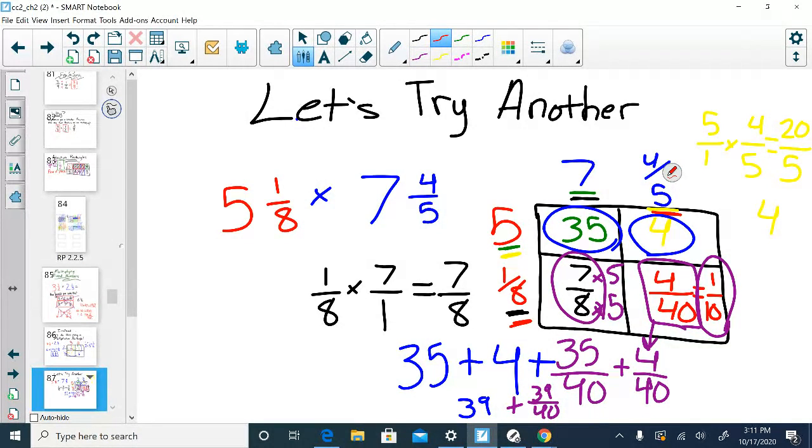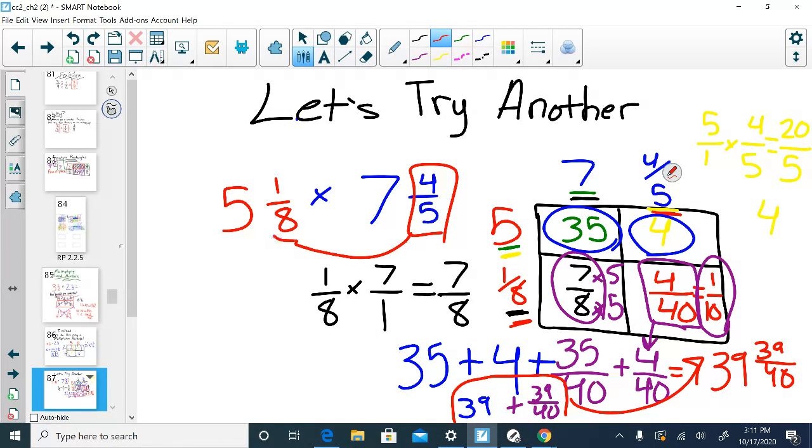So then when I add that all together, I'm going to end up with a final answer of 39 and 39/40. Now that one was kind of complicated. I promise they all won't be that long. But we have the idea there, right? We need to multiply the fractions by also the other fraction. We also need to multiply by that whole number as well.